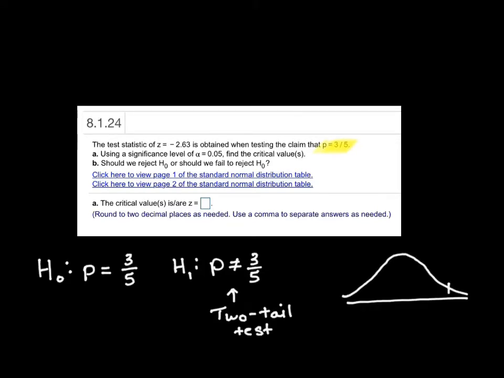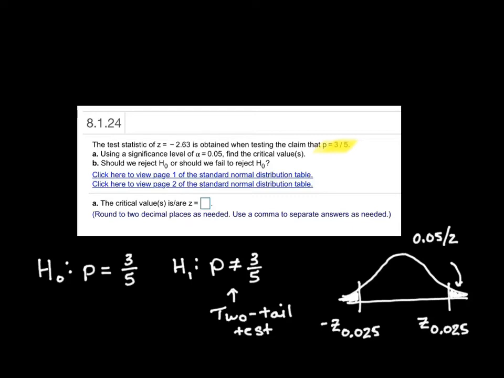Okay, so now I draw my normal distribution, and I've set this up as a two-tail test, so I've shaded in each of the tails. And now we need to find what the critical values are. So alpha is 0.05, that's our significance level in this problem. So alpha is the total area in the two tails, which means that one tail has to be 0.05 divided by 2, and that's going to be 0.025. So our critical values are going to be plus and minus z sub 0.025.